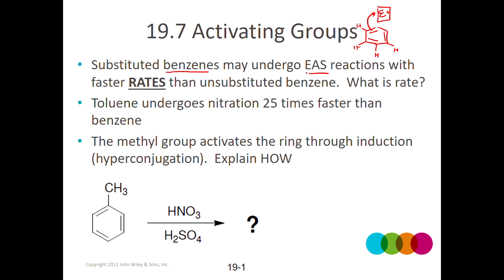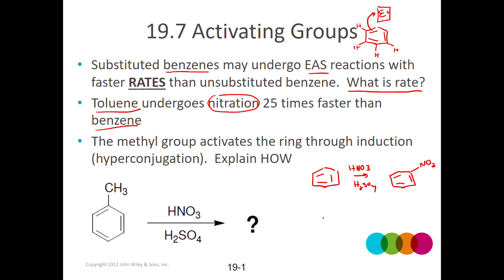So one thing we can take a look at here is the kinetics, which tells us about the rate of the reaction. And so if we were to compare toluene undergoing nitration versus benzene undergoing nitration, so that would be this reaction here with benzene, I would use HNO3, H2SO4. That reaction we talked about last time before spring break would put a nitro group on there.